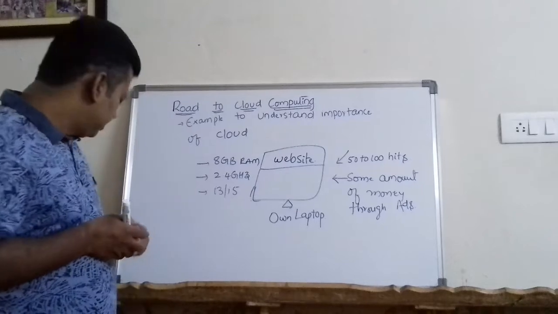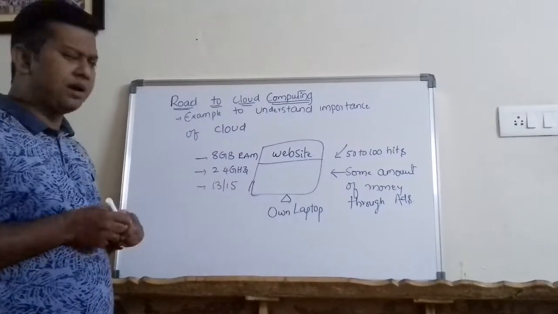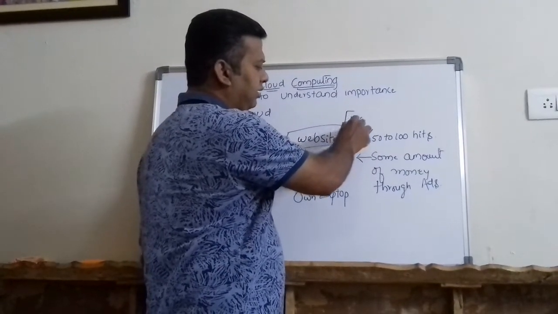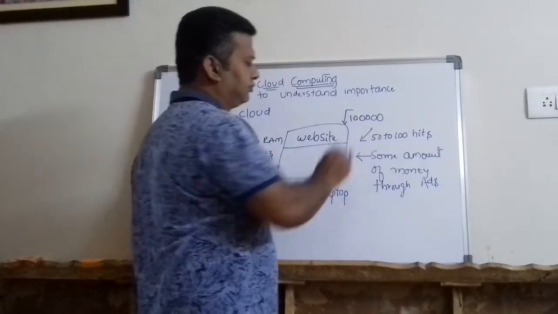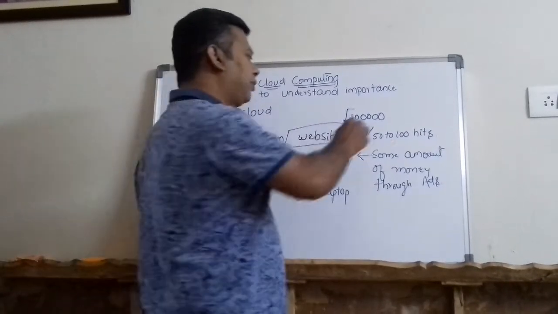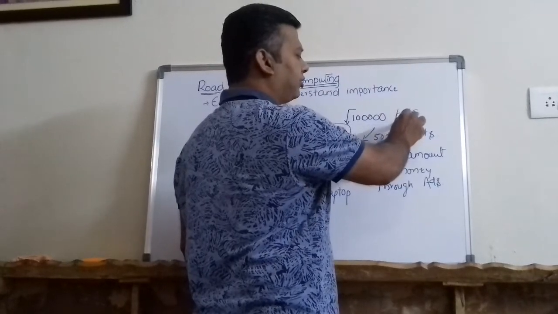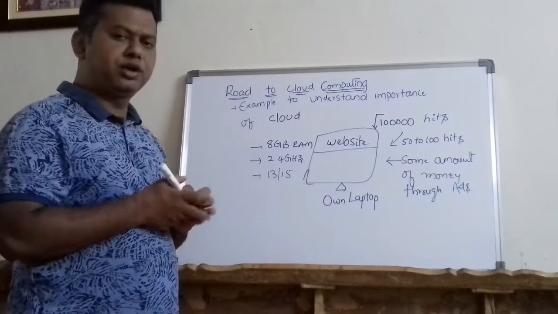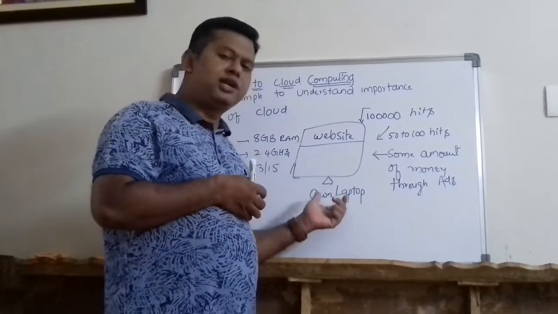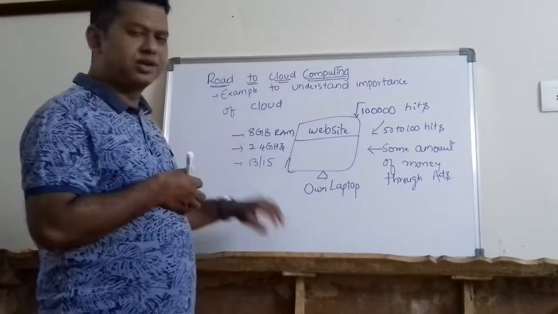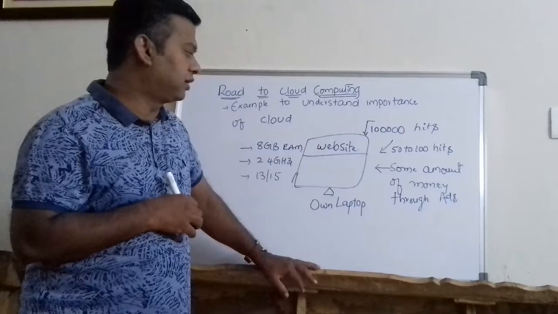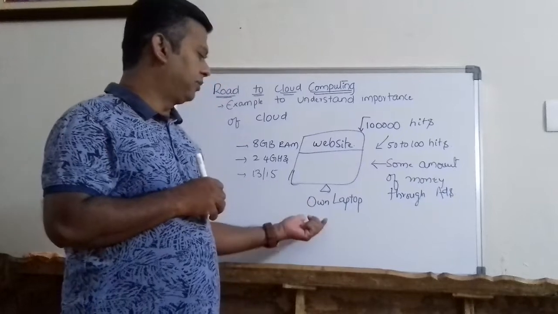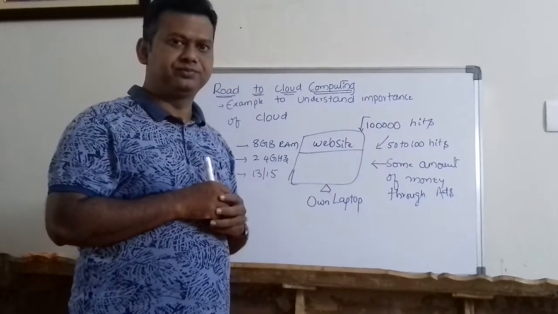So just imagine, friends, what will happen if there are 1 lakh hits. If 1 lakh people simultaneously visit this website, we call it 1 lakh hits. If 1 lakh hits are requests made to this website, which is running on a laptop with some minimum configuration, just imagine what will happen to this particular website. It will literally go down, right? This laptop cannot handle this much load.